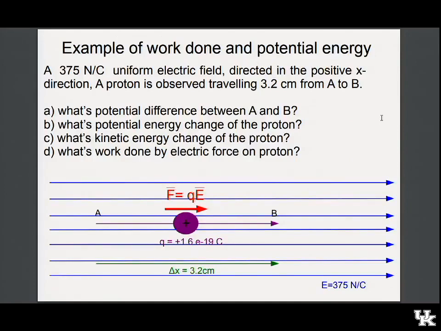In this question, we're going to observe, not release, a positive charge, a proton, as it travels from the left here at point A to the right here at point B. It's going to travel 3.2 centimeters through this region of uniform electrical field. So it moves from A to B in the direction of the field.